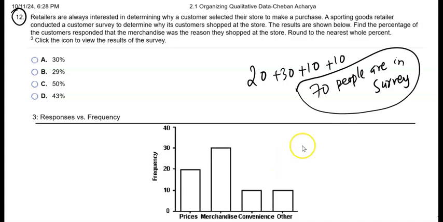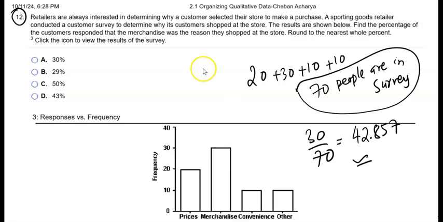Out of 70, how many people chose the reason as merchandise? Merchandise here is 30 out of 70. If you divide 30 by 70, you get 42.857, and if you round it to the nearest whole percent, this is going to be 43%. So the answer is going to be D, which is 43%.